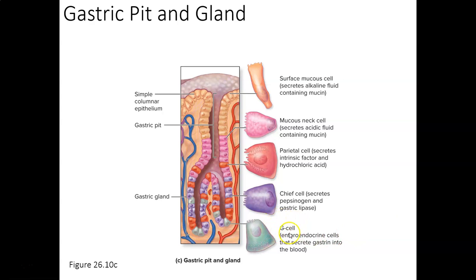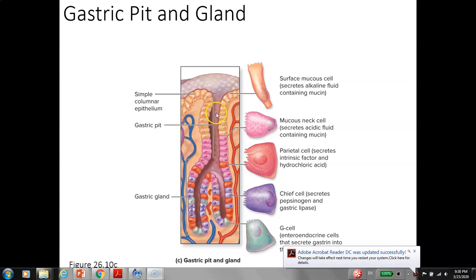So basically, you can see the G cell, this type of cell, is the closest to the blood vessels. That's important for its function, because the gastrin is not going to the stomach. Instead, it's going to the blood vessels. So this type of cell is closest to the blood vessels and furthest from the lumen of the stomach.